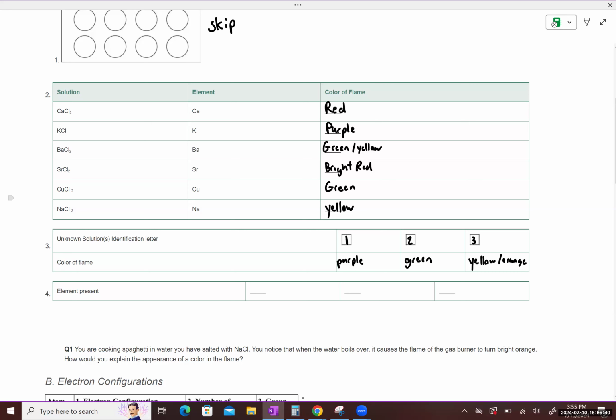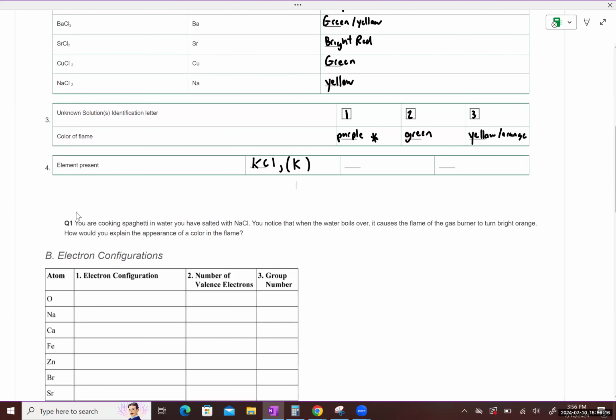So I'm going to do the first one of these unknown identifications, and I'd like you to assign the other unknowns independently. So just to show how this would work, I see unknown 1 had a purple flame. I see only potassium has a purple flame. So unknown 1 is likely a solution of potassium chloride, and thus it contains potassium. You'll assign the identity of the other two unknowns, and you'll also answer this post-lab question.